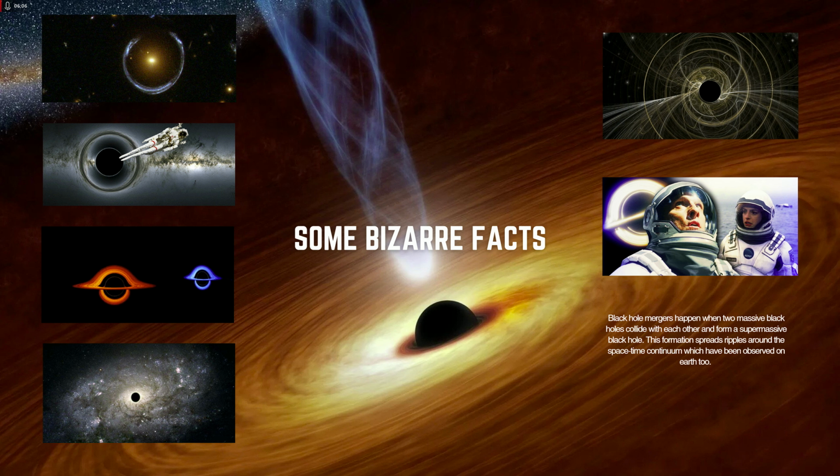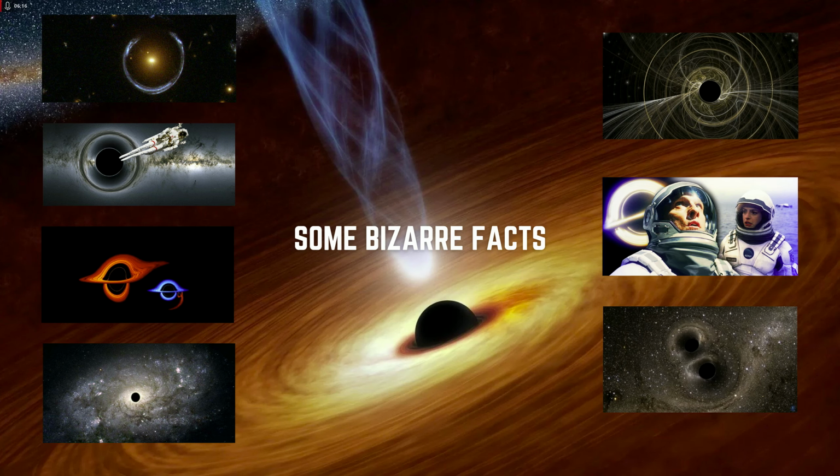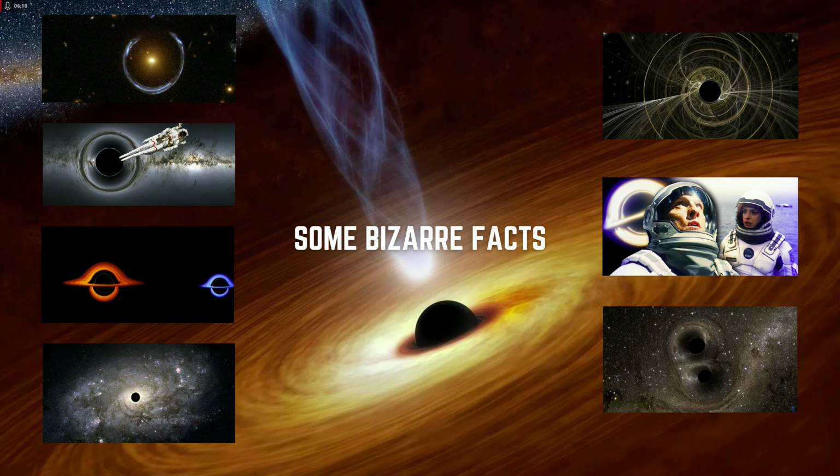Black hole mergers are events when two massive black holes collide and combine with each other. They send ripples around the space-time continuum. It looks something like this in this illustration.